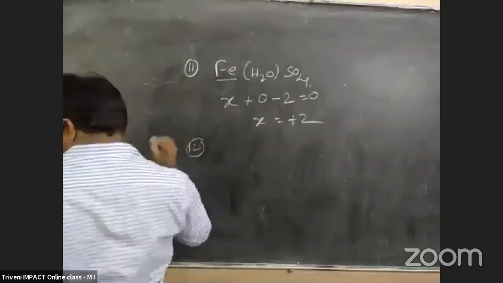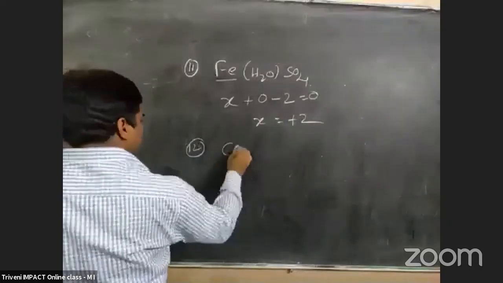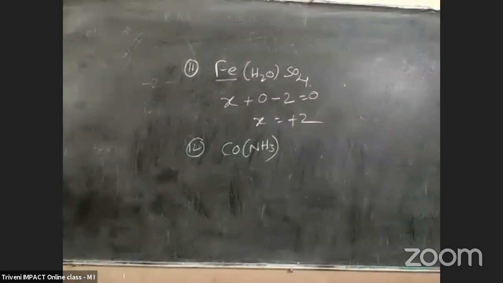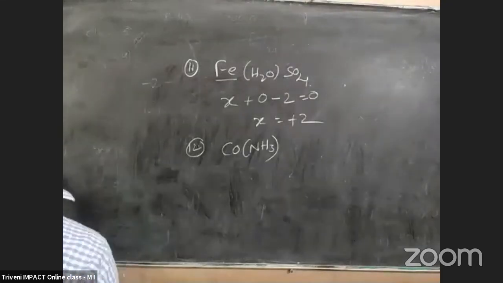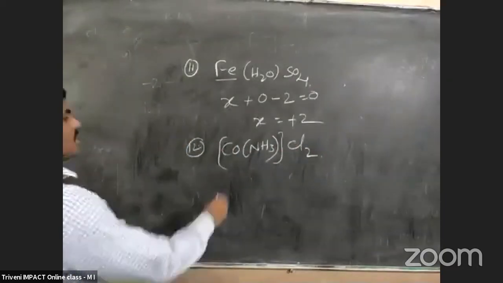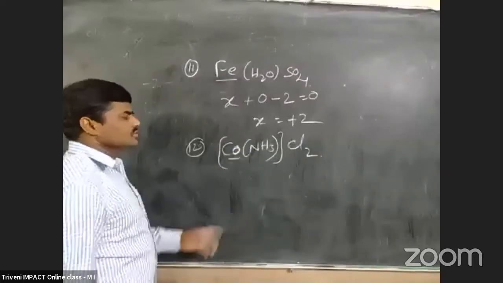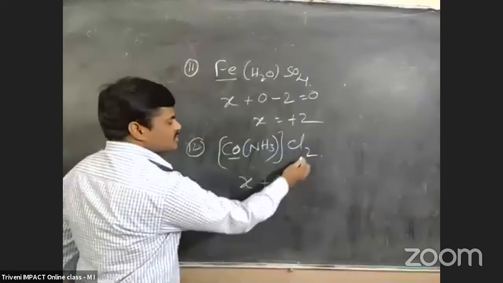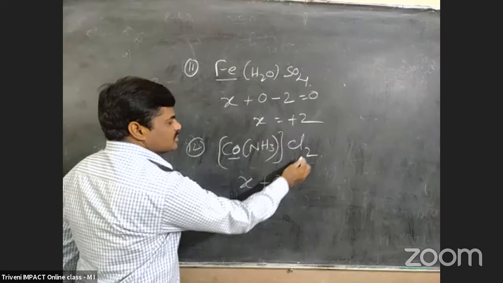In the same way, coming to the next question, all of you see the question: Co(NH3)5Cl2. So what is the oxidation state of Co here? Co means cobalt. Let it be x, plus NH3 is a neutral molecule, 0, plus 2 into Cl oxidation state, which is -1. 2 into -1 is equal to 0. So x minus 2 is equal to 0, x is equal to +2. All of you note down the 11th one and 12th one.